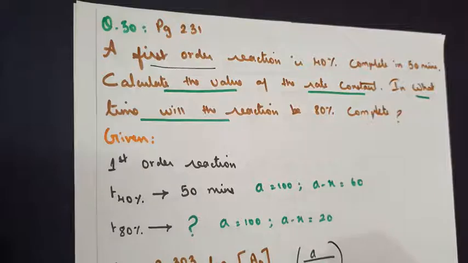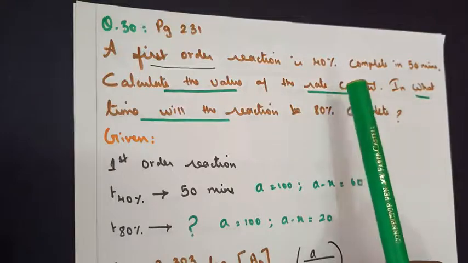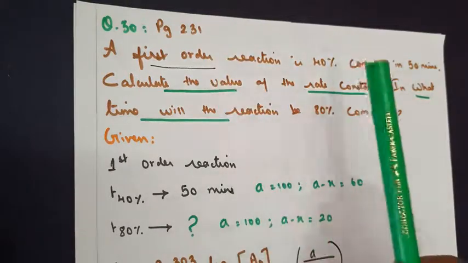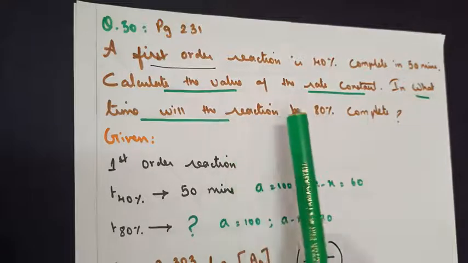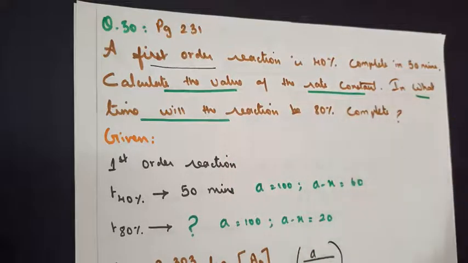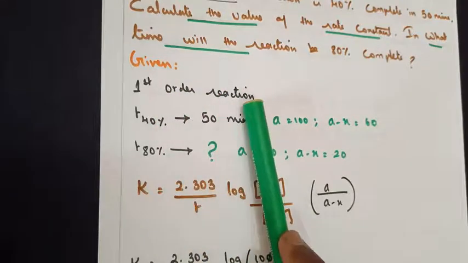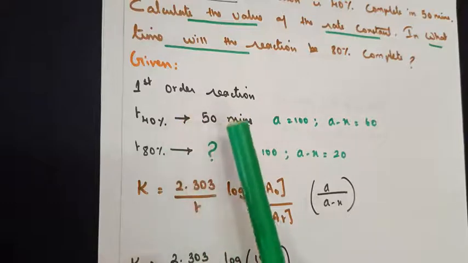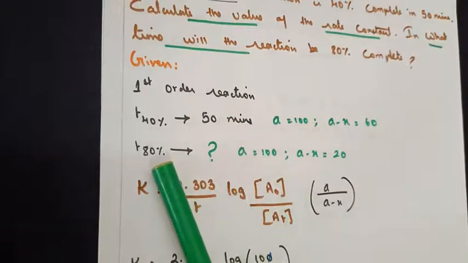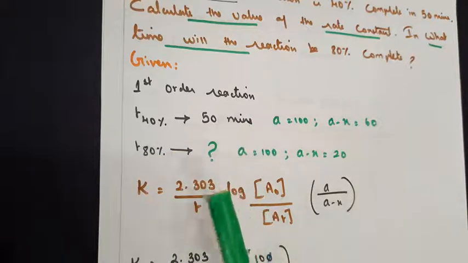So two questions are given. The information: it's a first order type of reaction. You have to calculate the rate constant for the first order. Based on the rate constant, calculate how much time it will take for the completion of 80% of the reaction. The first condition is for 40% of the reaction. 40% of the reaction completion requires 15 minutes. So you have to calculate the time required for 80% completion of the reaction.